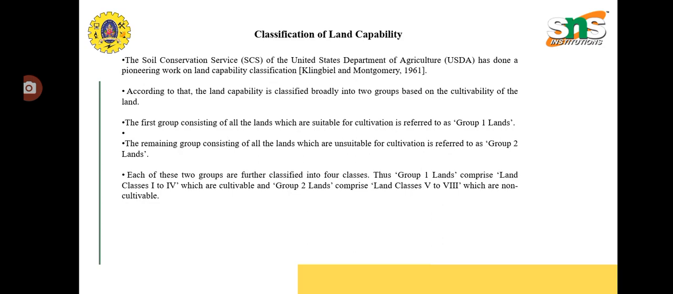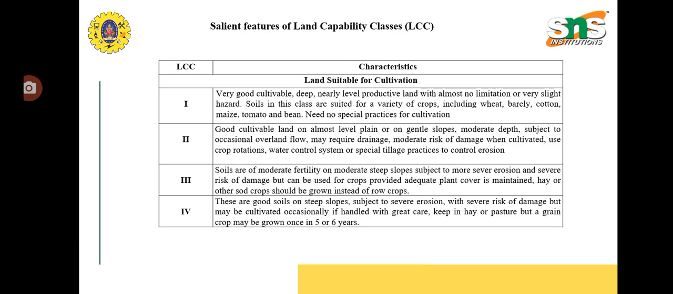Classification of the land capability: the Soil Conservation Service of the United States Department of Agriculture did the work on land capability classification. It is broadly classified into two groups: group 1 lands and group 2 lands. Group 1 lands come under land classes 1 to 4, and group 2 consists of classes 5 to 8.